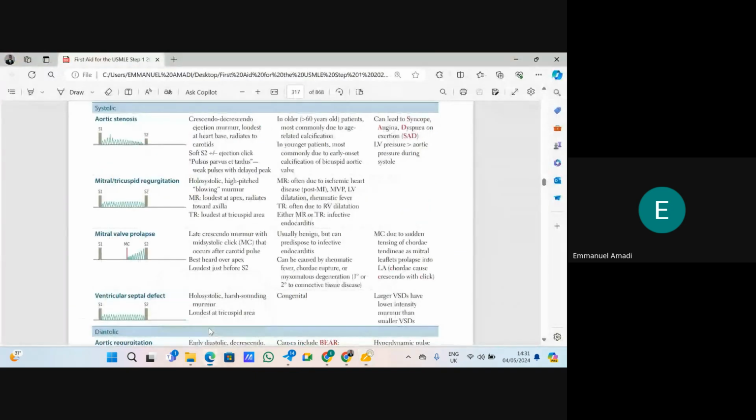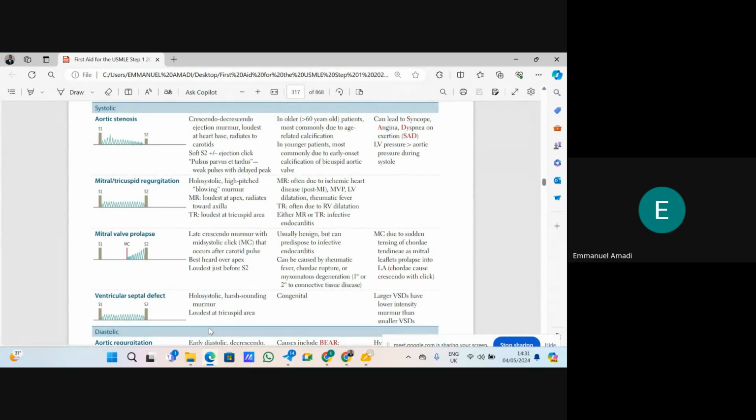That is what is called the pulsus parvus et tardus. Now, when we look at the tricuspid and the mitral regurg, like we said, both of them have a holosystolic murmur, but both of them are seen on different sides. Tricuspid is on the right. The mitral regurg is on the left.